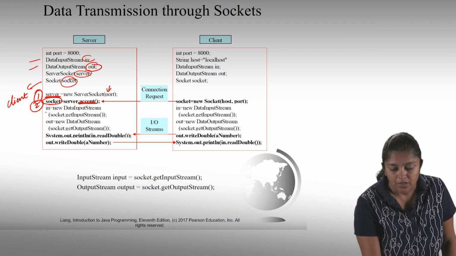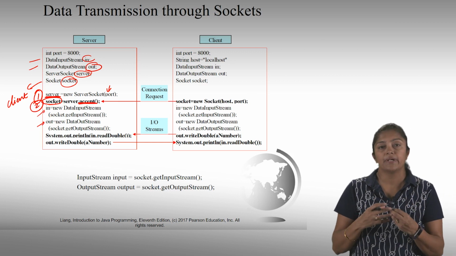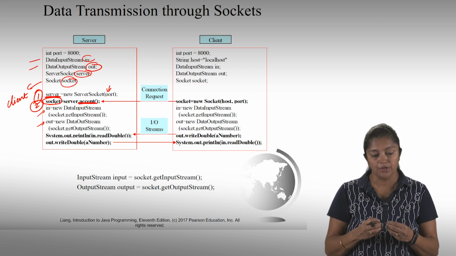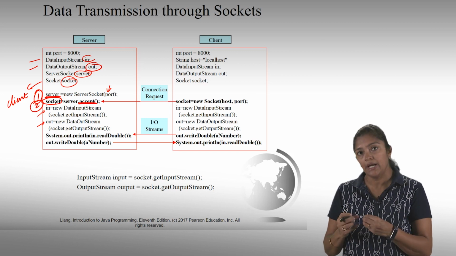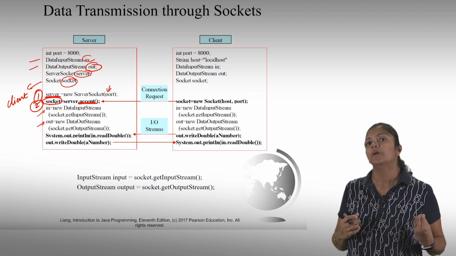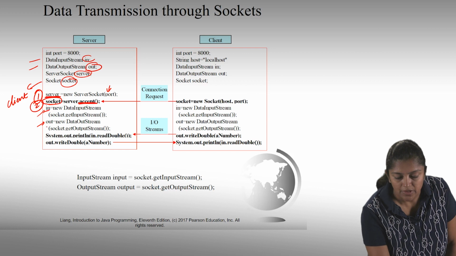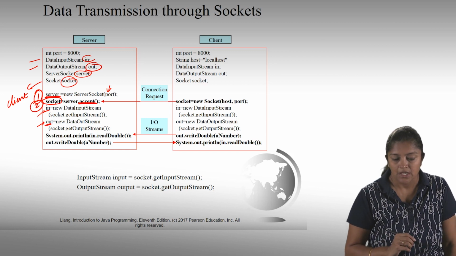And then it also has to create an input data stream and output data stream object, because those streams are going to be used to read the data that the client is sending, and to write data to the client. So that's the purpose of the in and out objects.